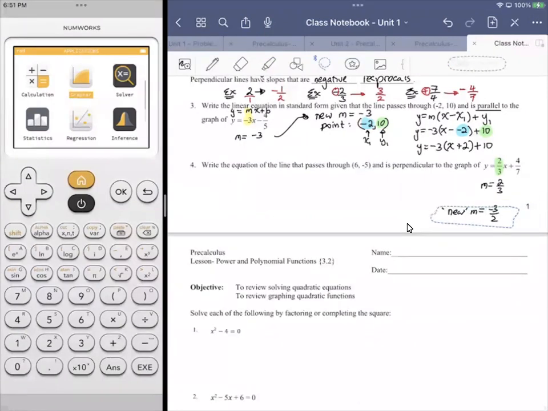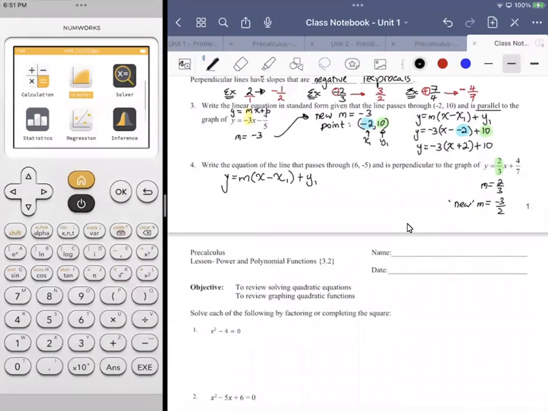All right, so let me just move this so it doesn't get confused with the page number there. So again, y equals m times x minus x sub 1 plus y sub 1. All right, so again, we're just going to grab all our relevant information here. I have my new slope that I'm going to throw in for m. And I have my coordinates that are going to go for x1 and y1. So y is going to be equal to -3/2 x minus 6 plus a -5.